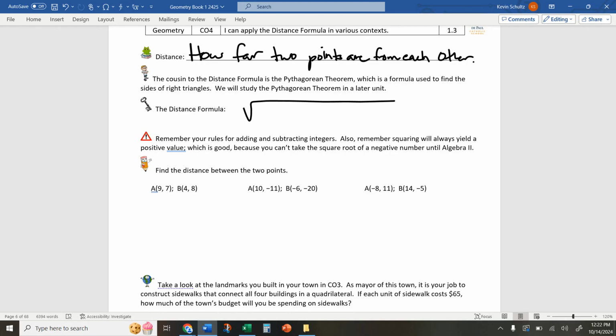But we are, again, using the notation for x1 and x2, like we did with slope, like we did with the midpoint formula. We're talking about the x and y coordinates of two coordinate pairs. And what it is, it's the difference of your x values squared, plus the difference of your y values, also squared. Pythagorean theorem.